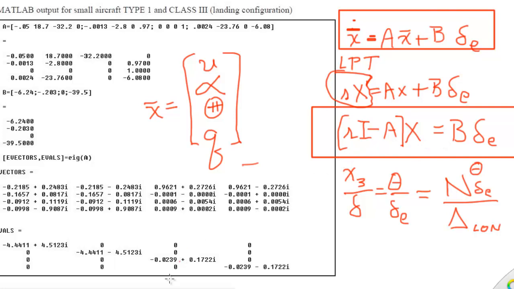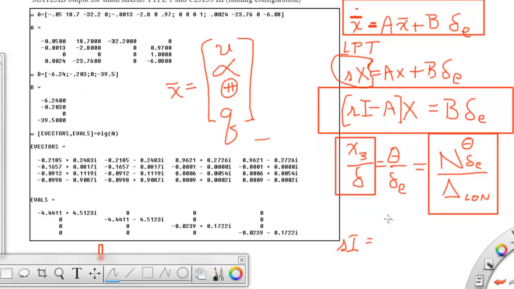This is the form that we solve using Cramer's rule. So we know that x3 over delta E, where x3 is the third state in our vector x, equals the numerator theta delta E over del long. So the problem then just becomes finding out what sI minus A is. Well, sI is simply an identity matrix times s. So I have s, s, s, s on the diagonal, and everything else is a 0 on the off-diagonal terms.